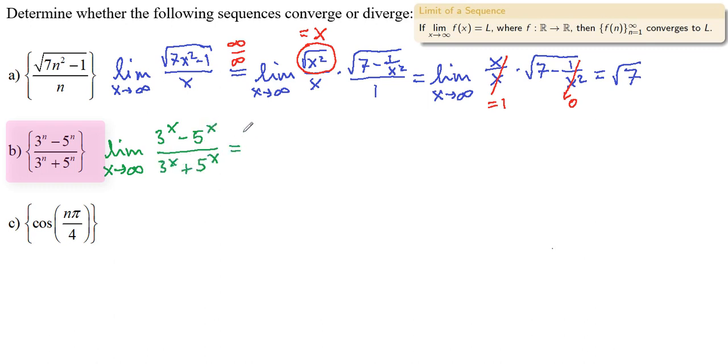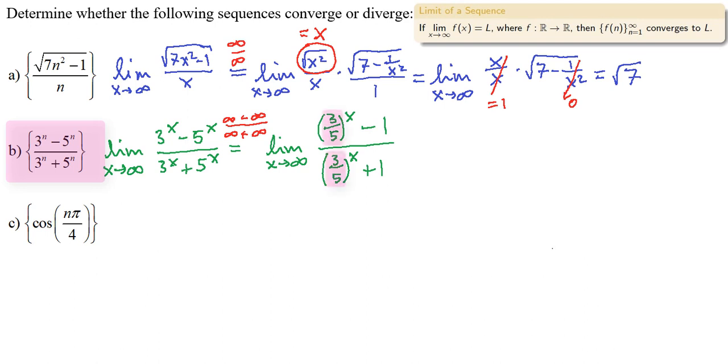As x goes to infinity, we have infinity minus infinity in the numerator and infinity plus infinity in the denominator. Clearly, the numerator is an indeterminate form. To find this limit, we divide all terms by 5 to the x. Now we can take the limit.